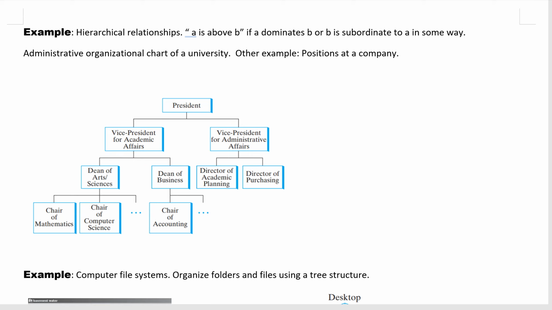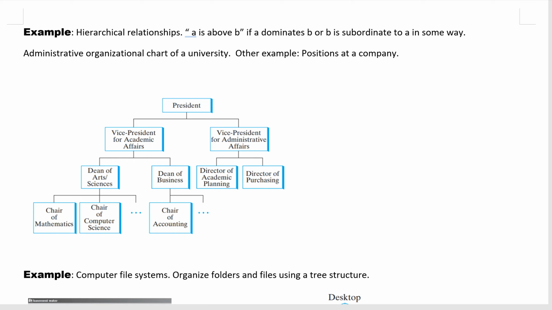Under the vice president of academic affairs, we have the dean of arts and science and the dean of business. At Indiana Tech, we also have the dean of the College of Engineering, right? So this graph is just an example. Under the dean of arts and science, we can have the chair of mathematics, chair of computer science, etc. Under the dean of business, we have the chair of accounting. And then we also have some faculty under it. So far, so good, everybody?